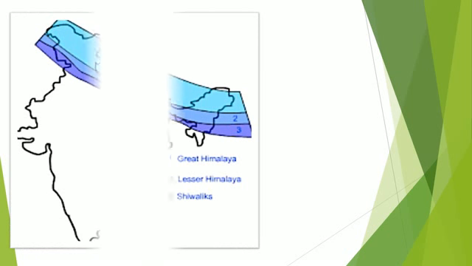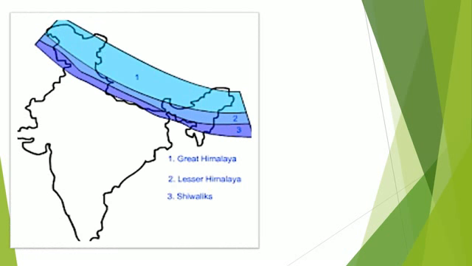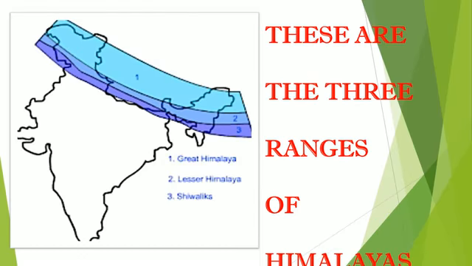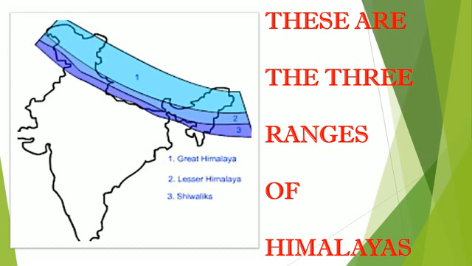Now I am showcasing this through a map. Look at the map carefully. The light blue color is showing the first range of Himalayas, that is Greater Himalayas. Then the light purple color is showing you the Middle Himalayas, and the a little bit dark purple color is showcasing you the Lesser Himalayas, which are also called Shivalik. So these are the three ranges of Himalayas. Now I am going to tell you a lot of information about each range of Himalayas. About all these three ranges we are going to study now.